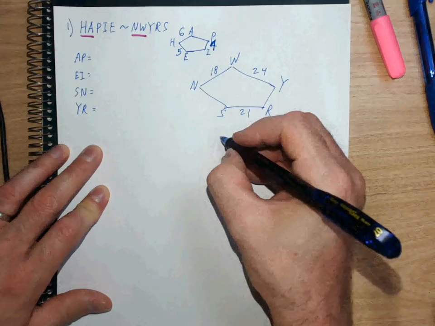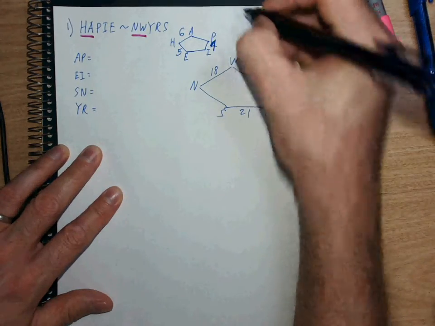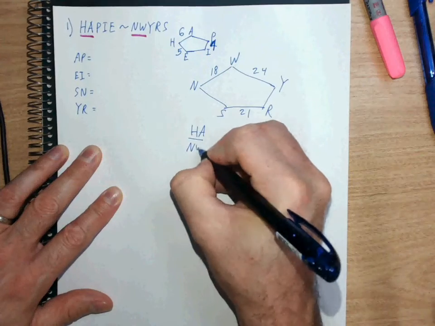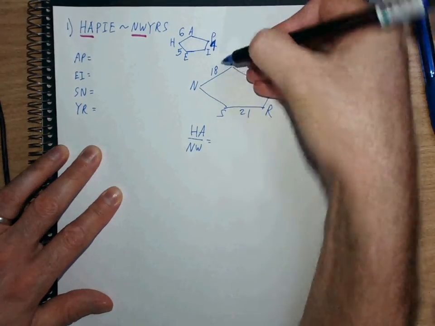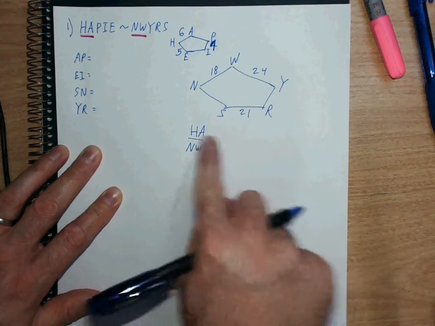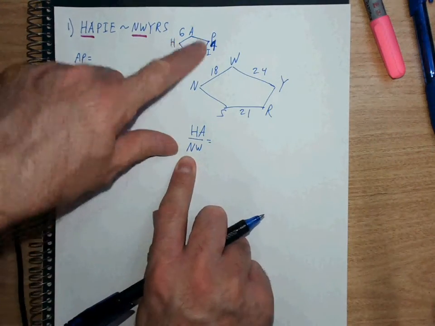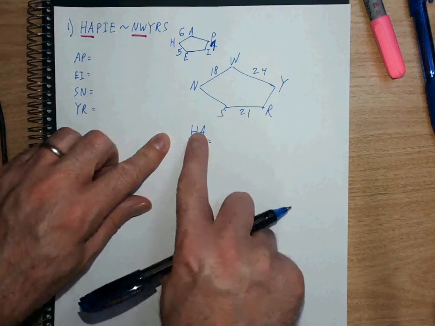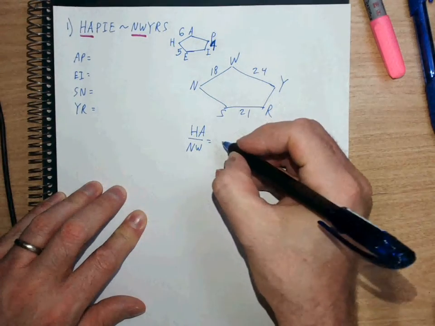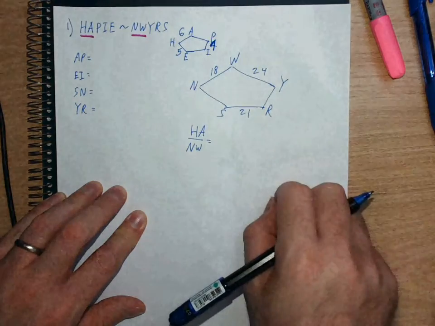So I'm going to go ahead and write up here. HA over NW, this ratio of this over this, doesn't matter which one we put on top or on bottom, as long as we remain consistent, but I'm putting all the ones in the smaller pentagon on top. So HA over NW, whatever that ratio is going to be equal to all the other corresponding segments.